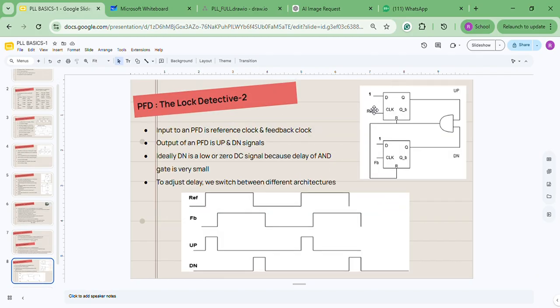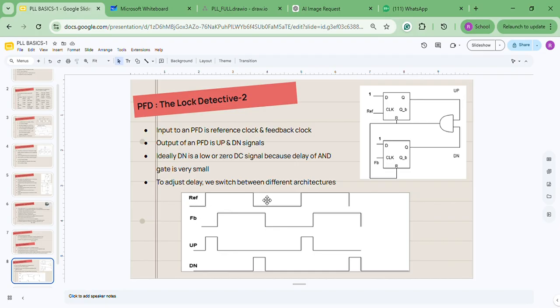A basic PFD block will look like this. The inputs to the PFD are a feedback clock and a reference clock, and the outputs are an up signal and a down signal. Ideally, the down signal is very small because once this AND gate goes high, it will reset this flip-flop and mostly it will be in the low state. That is our requirement. Based on the delay of the AND gate, we have different architectures of PFD. So let's explain the working of this.